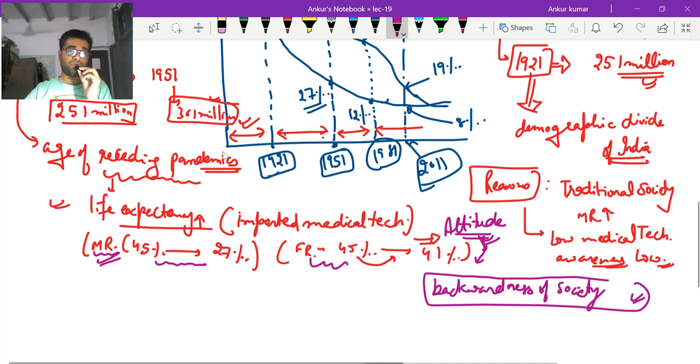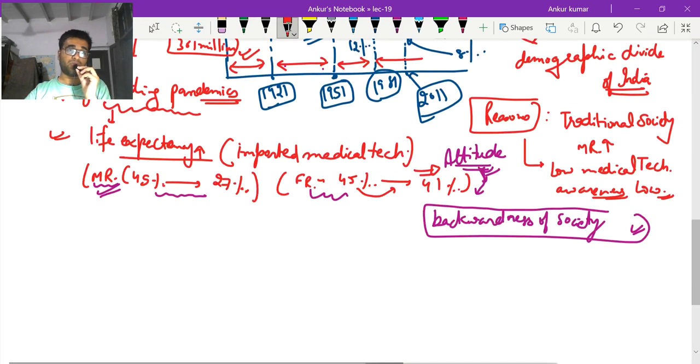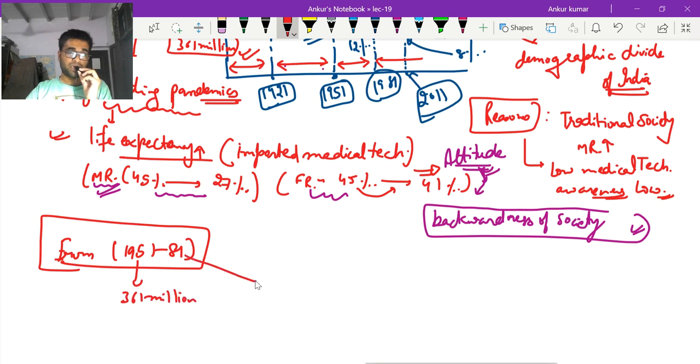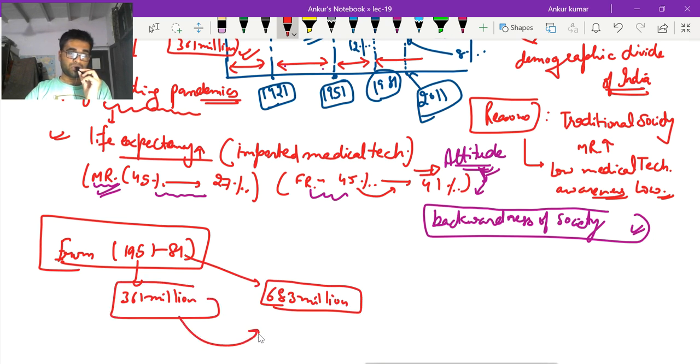Now when we move on to the next phase, from 1951 to 1981, this is the age of expanding population. From 1951 to 81, in 1951 the Indian population was close to 361 million, and in 1981 the Indian population increased to more than 683 million. This is close to a 90% increase in the population.